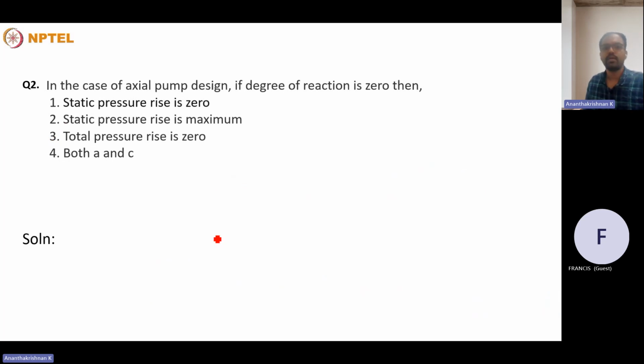Just look into the problem. It's a problem related to degree of reaction itself. In the case of axial pump design, if degree of reaction is zero, then which out of the four options is right? Static pressure rise is zero, static pressure rise is maximum, total pressure rise is zero, or both A and C.